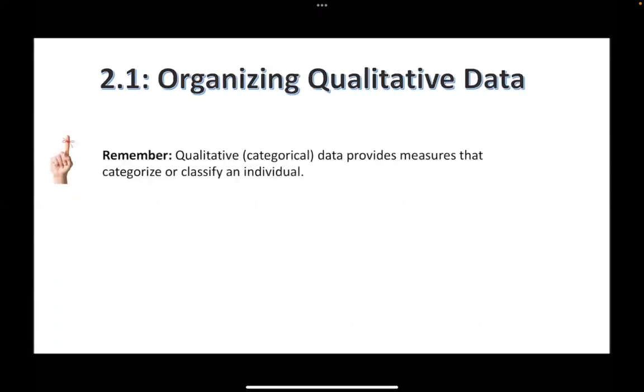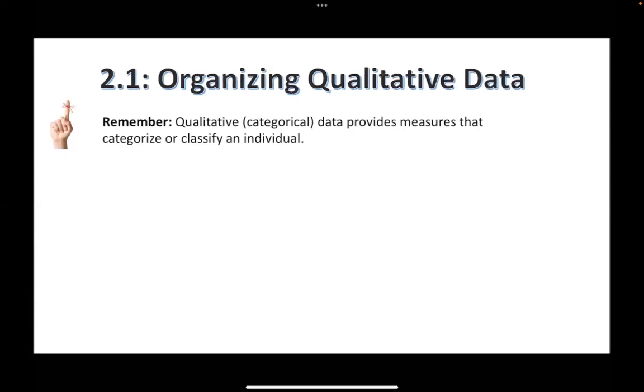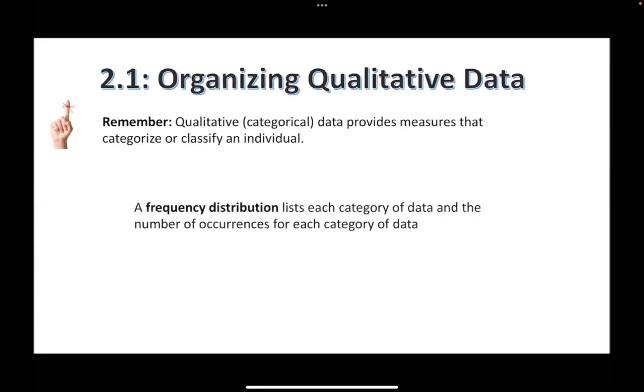All right. So remember, qualitative data, categorical data is, we categorize it, classify it, usually it's words. So this is new. A frequency distribution lists our categorical data and how many times it occurs, how frequently it occurs. So if I ask you to create a frequency distribution, you would list each category of the data, and then list how many times it shows up. I will show you what this looks like.